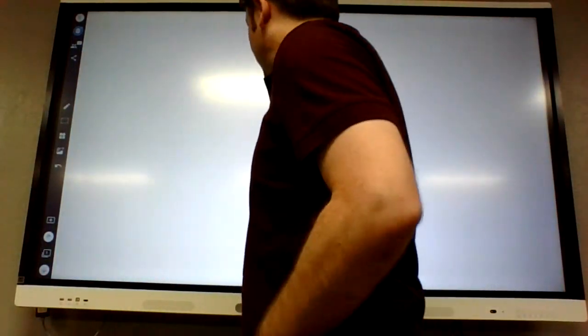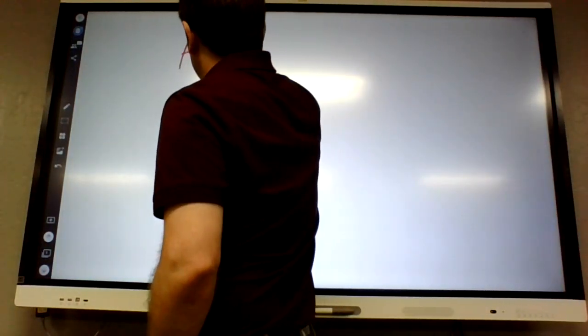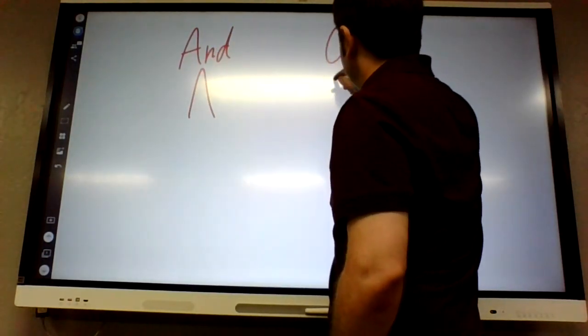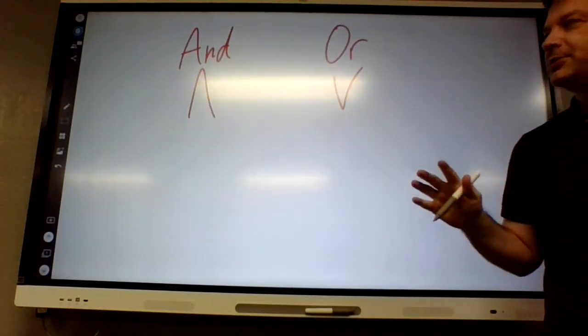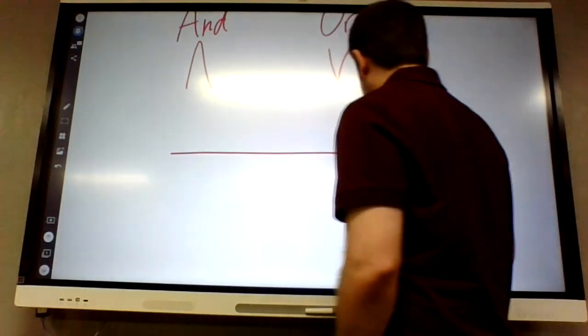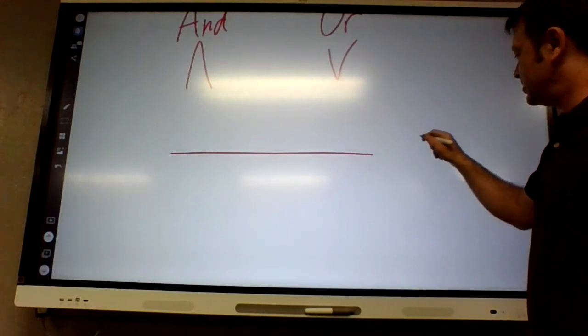So this has to do with "and" and "or." You guys, I don't know, maybe, do you remember the "and" with that symbol and the "or" with this symbol? Yes. Okay, that's what we're doing today. Let's review a little bit what we once knew or maybe didn't know.